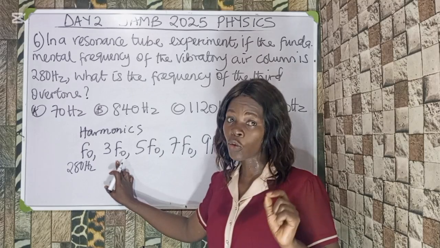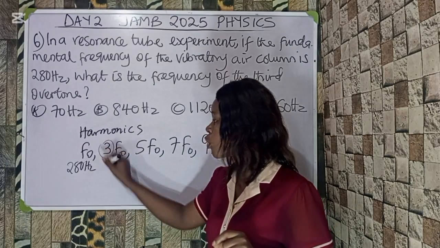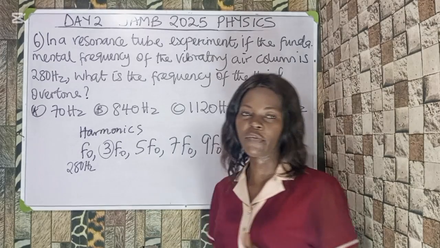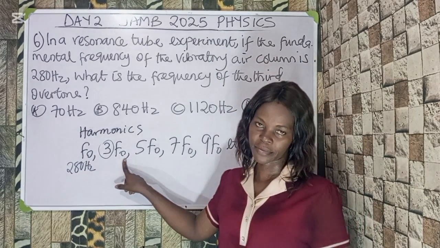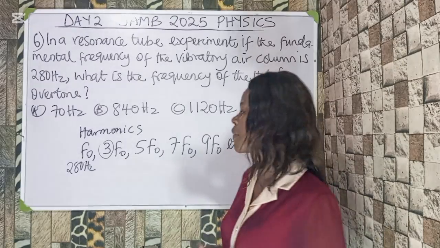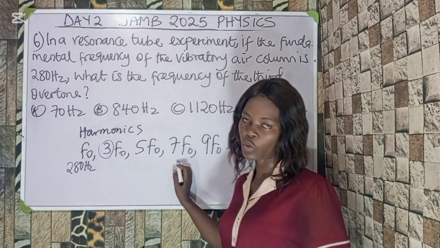But look at it. This is 3F naught. Because this is a whole number multiple of the fundamental frequency, I can start counting my overtones from this second one. I hope I'm clear. So this becomes my first overtone, my second overtone, and the third overtone, right?